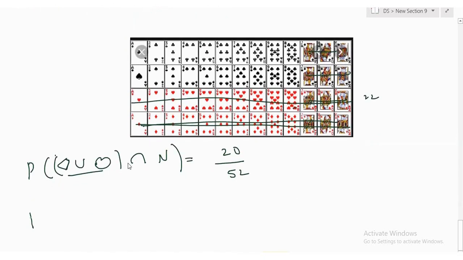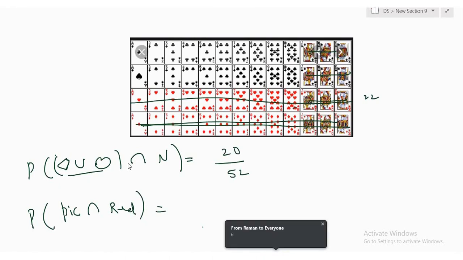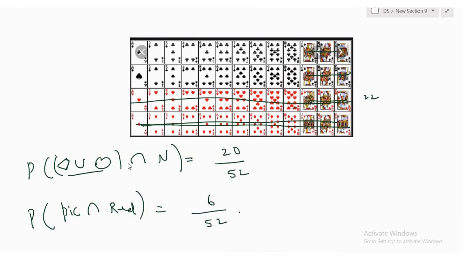Next, probability of picture intersection red. Now this will become easy. Tell me. Pictures intersection with red. How many picture cards are red in color? That's what I'm asking, right? What is that? 6 by 52. Any doubts in these calculations?